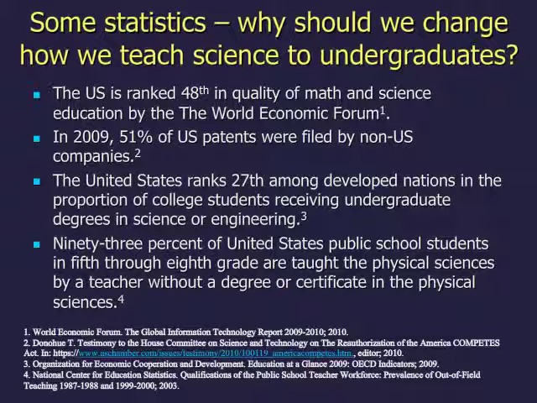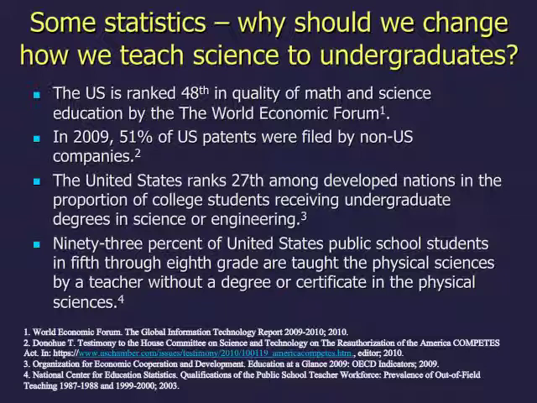So first, some statistics. Why should we change how we teach science to undergraduates? In the past 10 years, it's become clear that the United States is dwindling in its performance worldwide in terms of science and technology advancement. Here are a few statistics that outline that fall in our status worldwide. The U.S. is ranked 48th in the quality of math and science education as reported by the World Economic Forum.